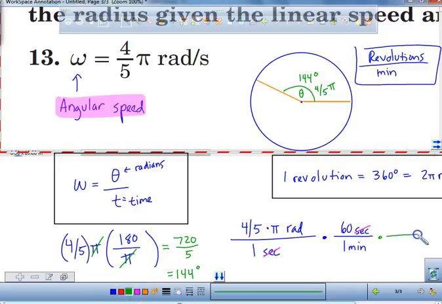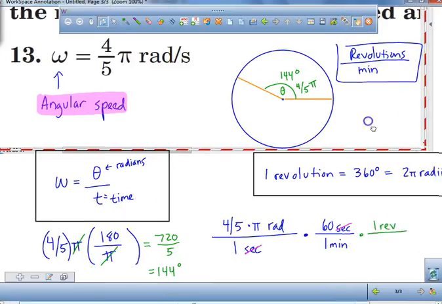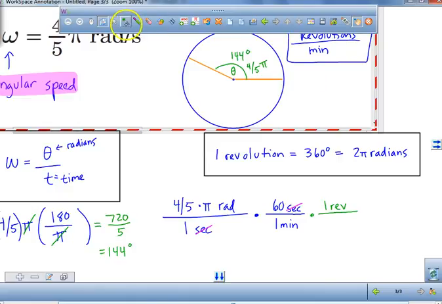Now this right here, 4/5 pi radians, we want to know what? Revolutions, right? So I'm going to put 1 revolution, 1 rev. What is 1 revolution always equal to in radians? 1 revolution is always equal to 2 pi radians.